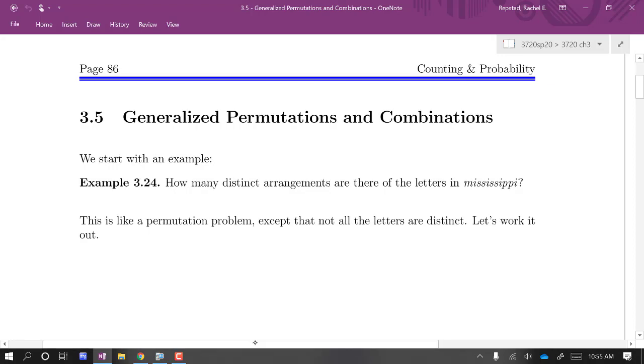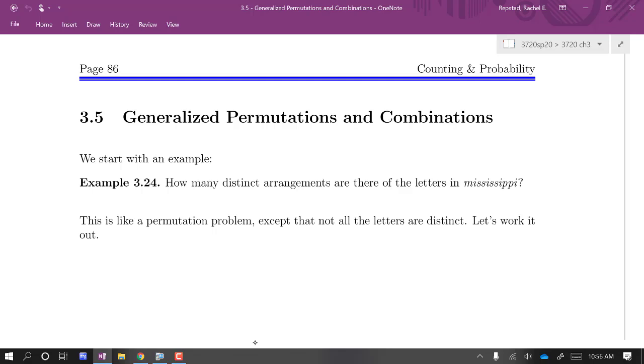All right, we're going to do some more counting, this time some generalized permutations and combinations. And I think this idea is best introduced with an example. So consider the word Mississippi. And I want to figure out how many distinct arrangements there are of the letters in the word Mississippi. So this is like a permutation problem, right?